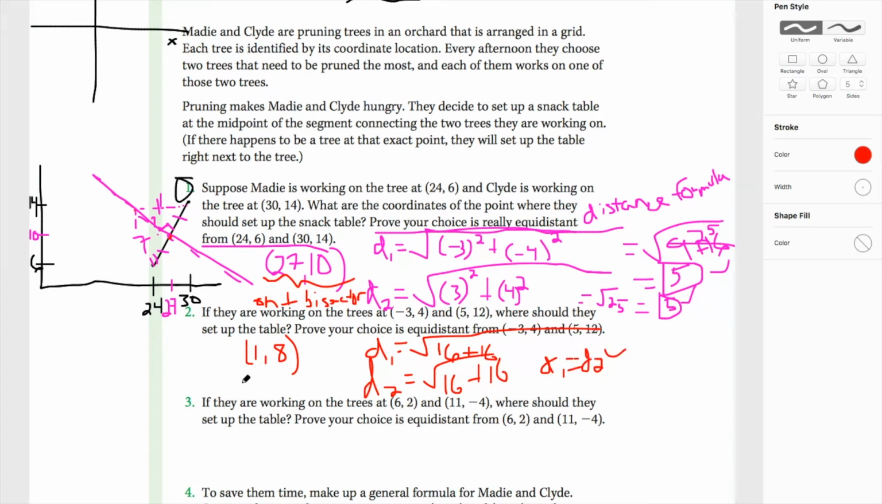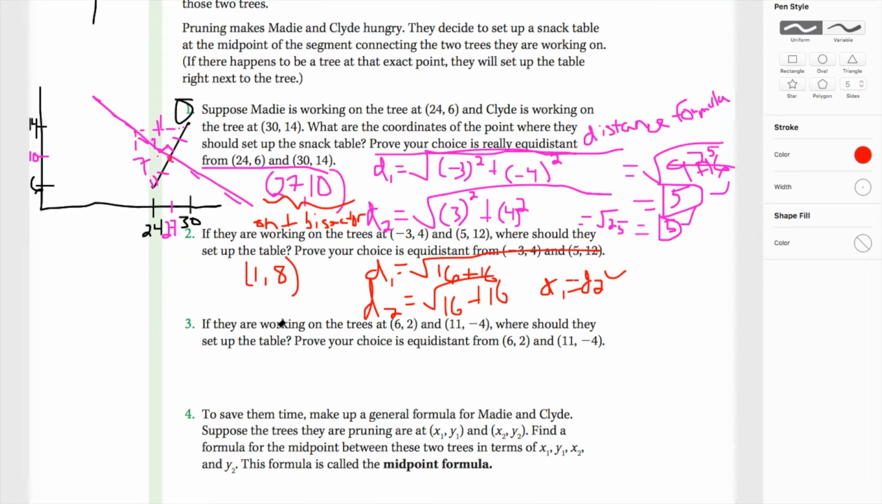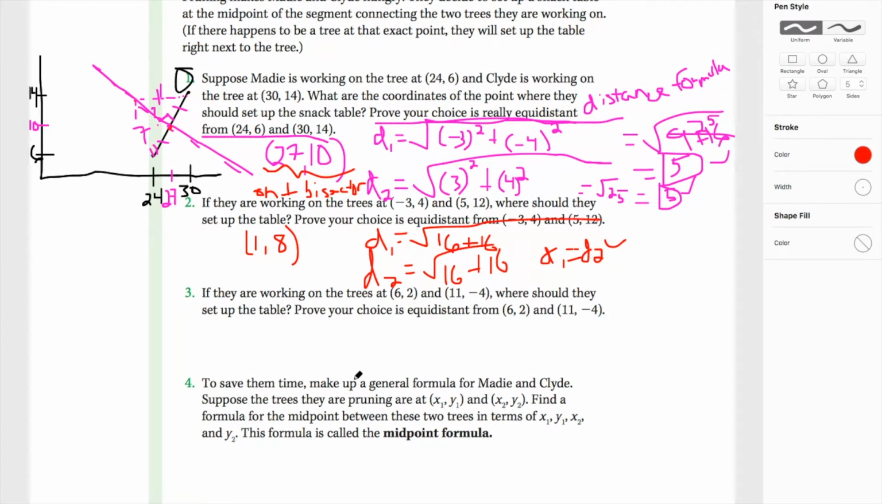Same distance, okay? Do we know 1, 8 is the midpoint of the segment yet? No. We know it's on the perpendicular bisector of that segment, but we don't know if it's actually on the segment connecting -3, 4 and 5, 12. If they're working on trees at 6, 2 and 11, -4, where should they set up the table?